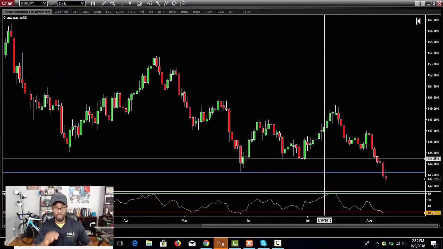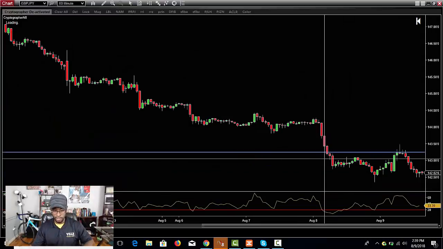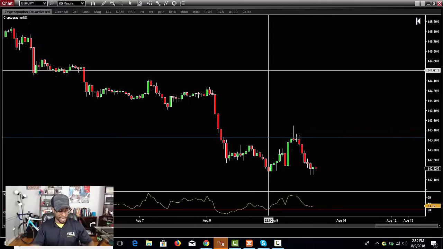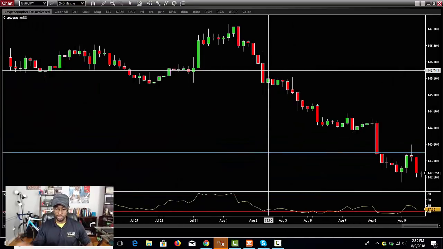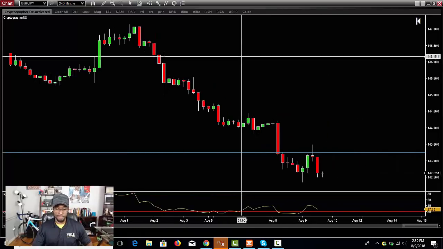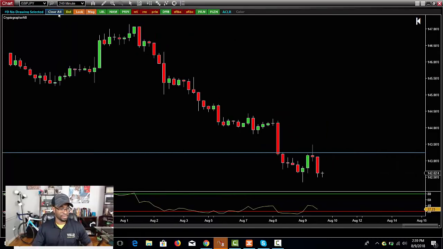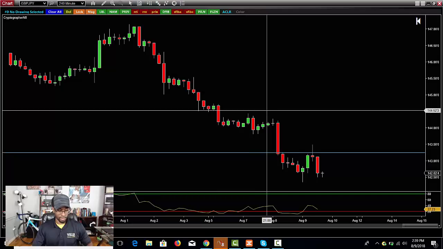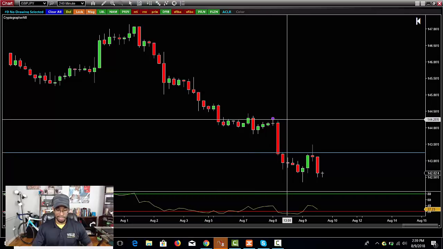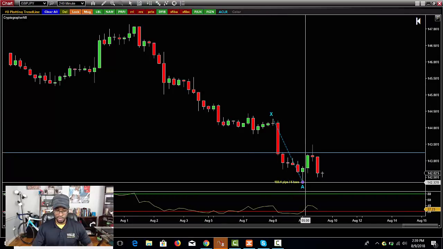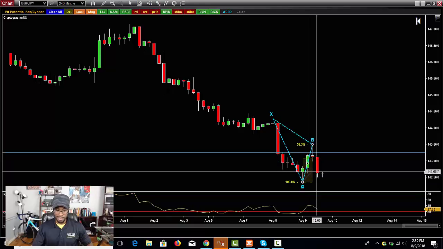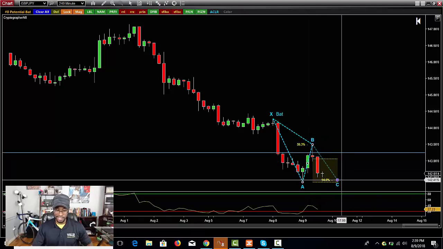However, we actually have an advanced pattern formation forming here as well. So for you guys that are pattern traders, check this out. If we go down to the 4 hour, we have a potential bearish bat formation forming. We take out my crypto tool. We look at this level right here. This is going to be my X to A, swing high to swing low, my A to B, my B to C, right down here.